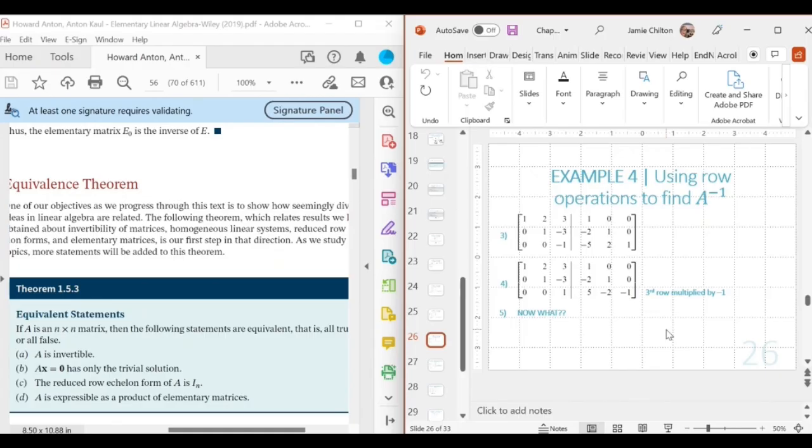Now what do you do? Gauss-Jordan. Yeah, you've got to go back up the matrix. You've got to do the second half, which is the Jordan elimination, right? So what do you want to do now?